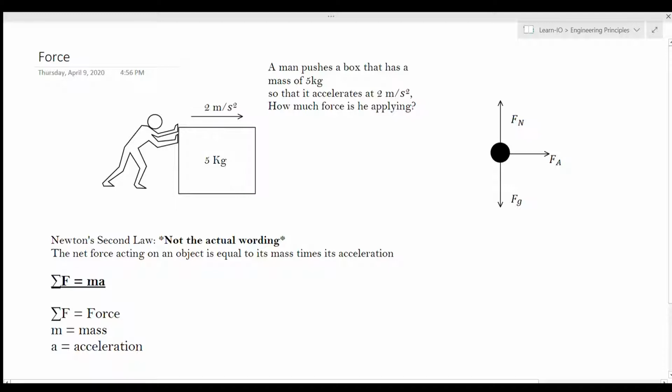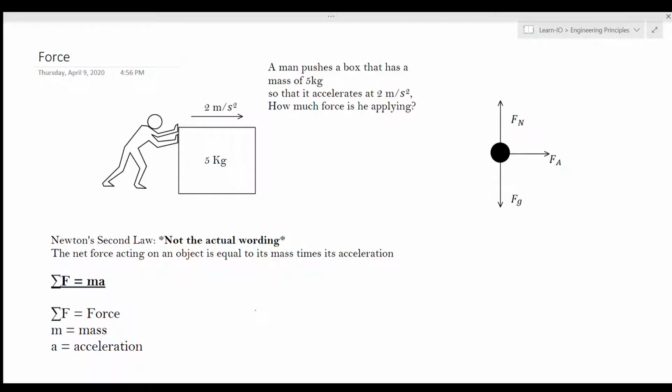The little E looking thing is sigma, which is a Greek letter. So in this equation, sigma F stands for actually net force, not just force. Slight oversight. M stands for mass, and A stands for the acceleration of the object.